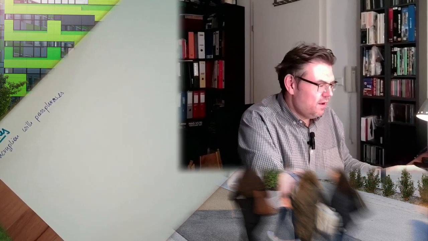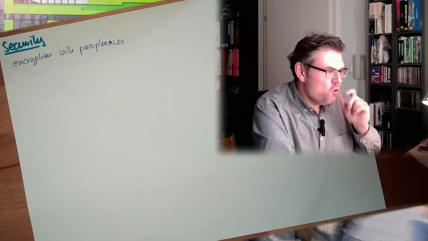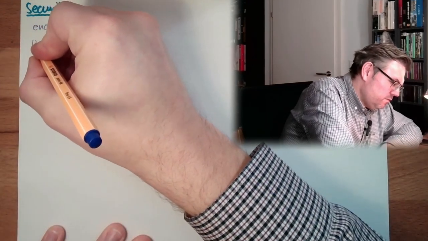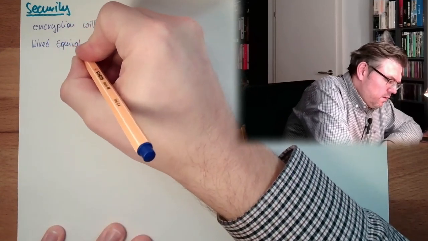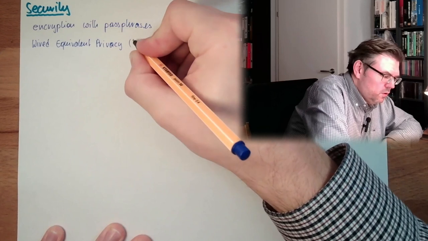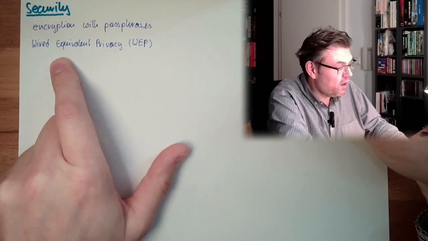Encryption with passphrases. One widely spread standard was this Wired Equivalent Privacy. Sound good? Okay. It was called Wired Equivalent Privacy, or also WEP. This probably you've heard. Now you know what it means.